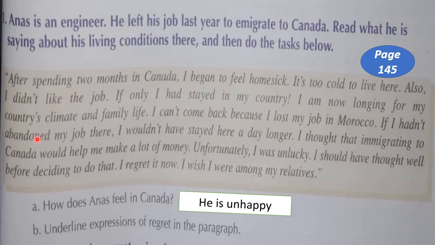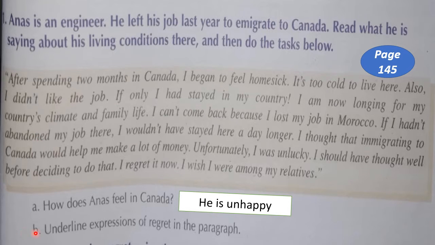Okay? So, by regret we mean the kind of feeling of unhappiness, of sadness, okay? Because or due to doing something wrong, okay? You have done something wrong and then you regret it. Then you say, if only I had not done this, okay? So regret in Arabic, or the expression of regret, means التعبير عن الندم, okay?